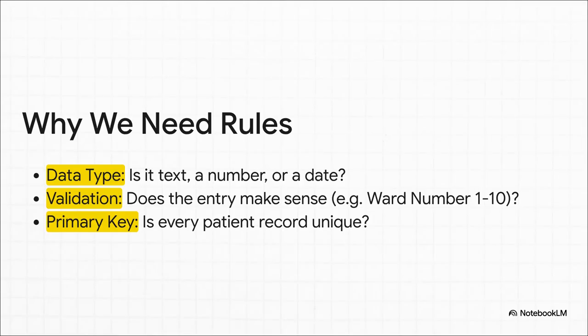Well, for a few key reasons. We have to define the type of data. Is it text, a number, a date? We also need to validate the data to make sure it's logical. And, this is a big one, we need a way to guarantee that every record is unique, so we never, ever mix up two patients. And we do that with something called a primary key.